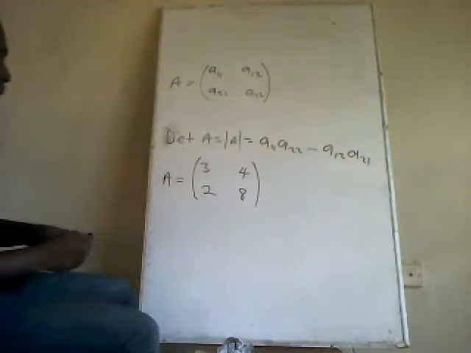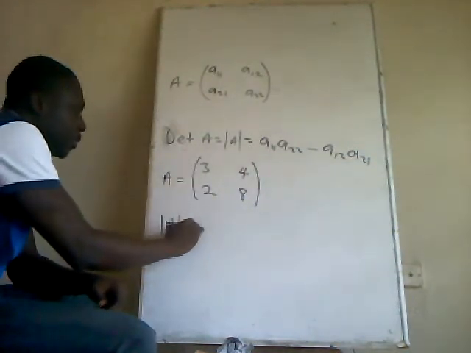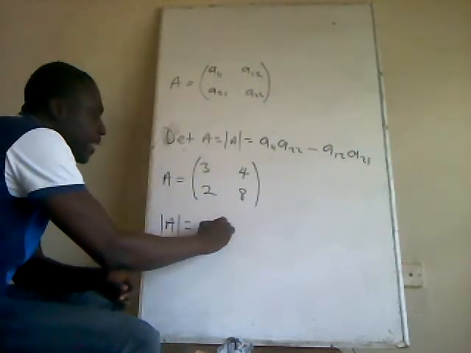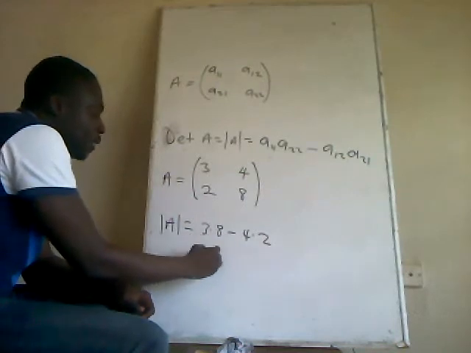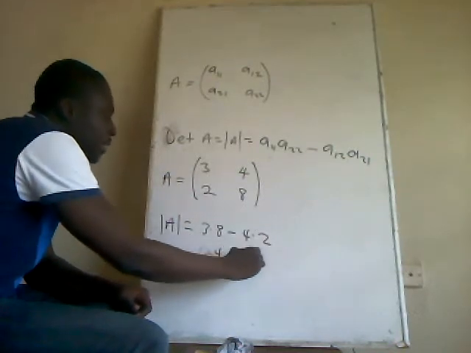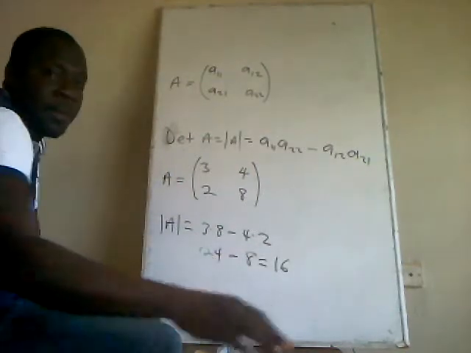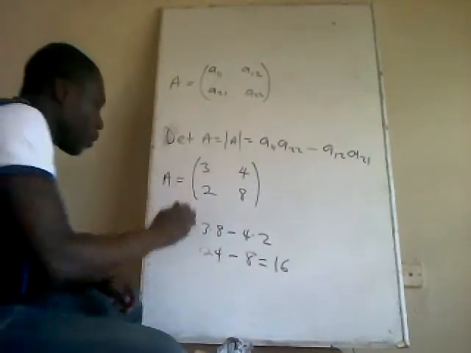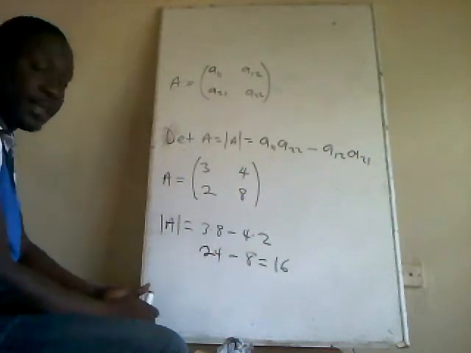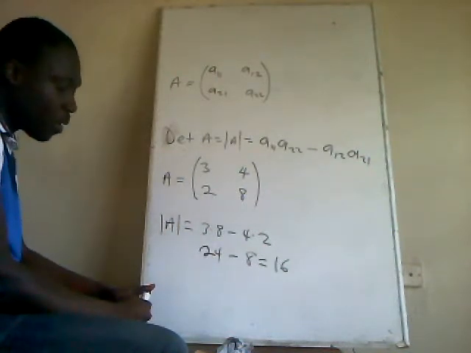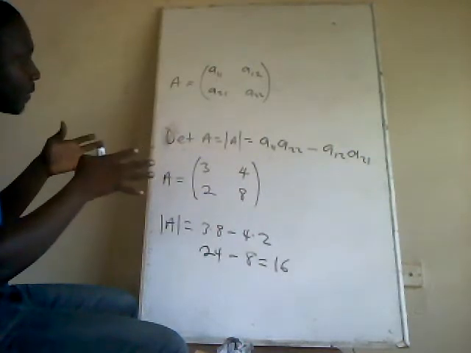So, for example, if we are asked to find the determinant of this matrix, it is just 3 times 8 minus 4 times 2. And 3 times 8 is 24. 4 times 2 is 8. And we subtract and we get 16. So the determinant of the matrix is 16 for a 2 by 2. Okay, let's continue with a 3 by 3.